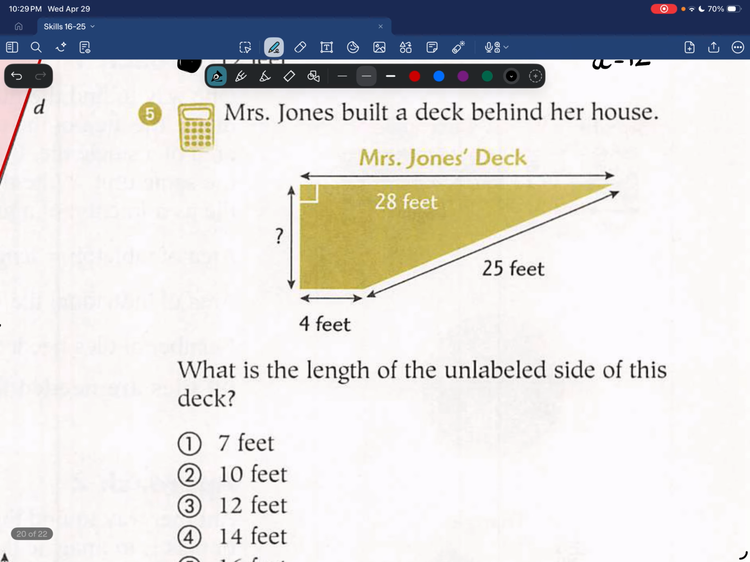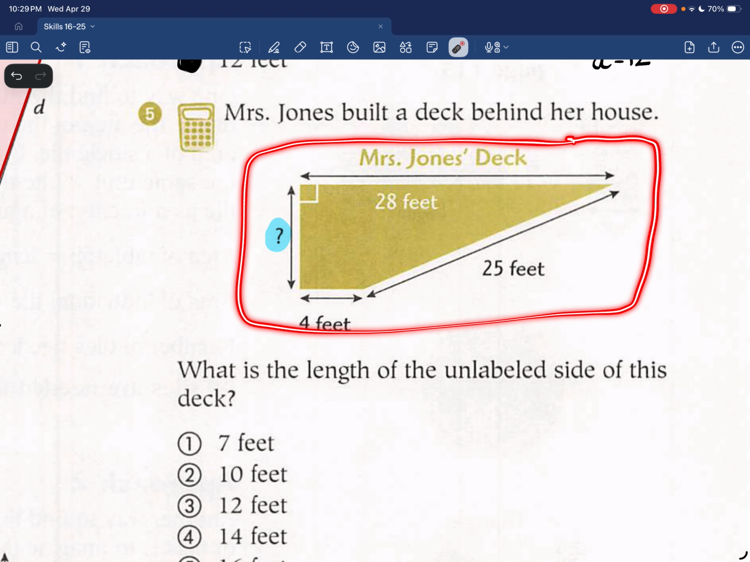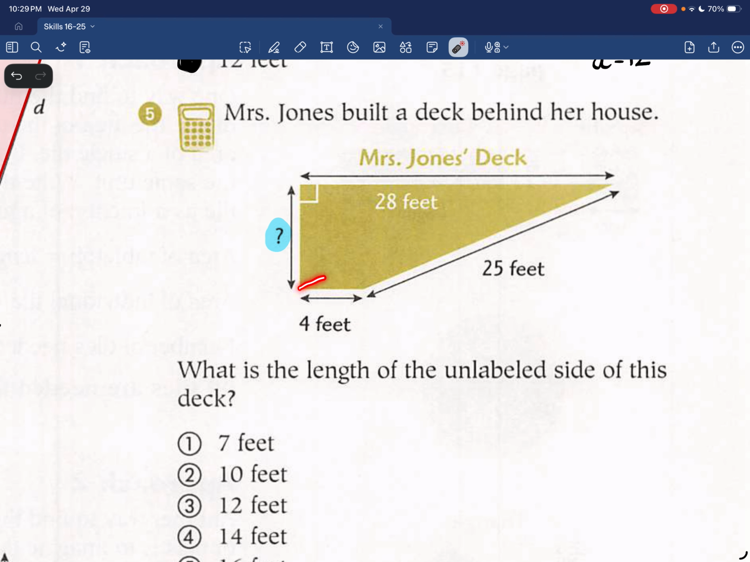So we are looking for this unlabeled side of the deck, which is right here. Okay, they're trying to mess with me just a little bit, and they almost did. You cannot do Pythagorean theorem on this. There's two ways to know that. First of all, the right angle would have this hypotenuse. So there's that sliver of deck that we would not be counting.